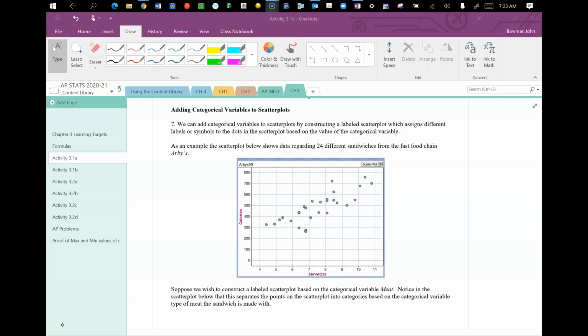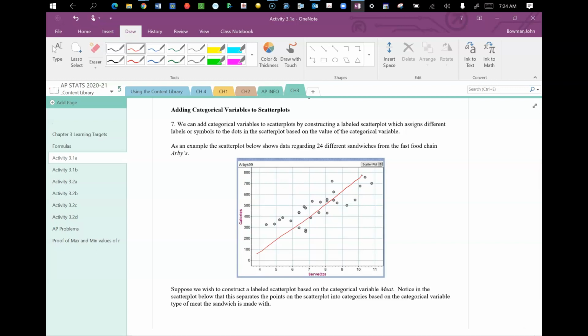The last example we want to take a look at is an example where we add to this relationship between 2 quantitative variables a categorical variable. And this is an example showing data on 24 different sandwiches from the fast food chain Arby's, and it's the serving size in ounces as the explanatory variable and the number of calories as the response variable, and we can see that there's a pretty strong positive linear association between these 2 variables.